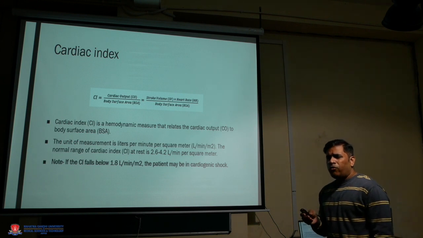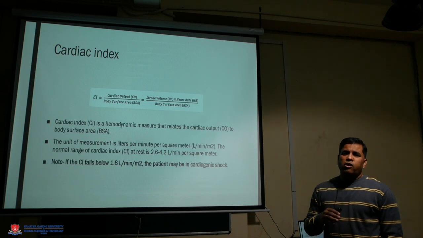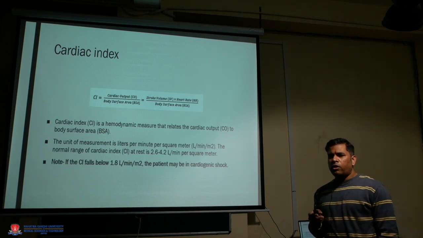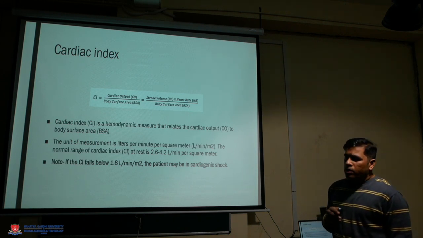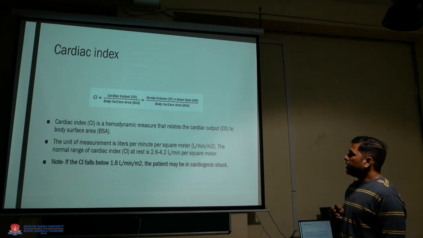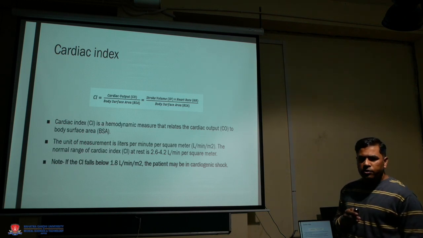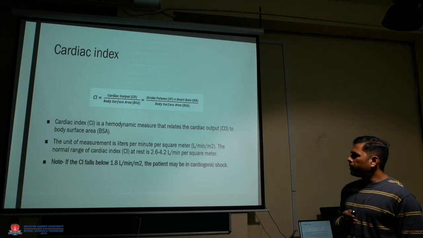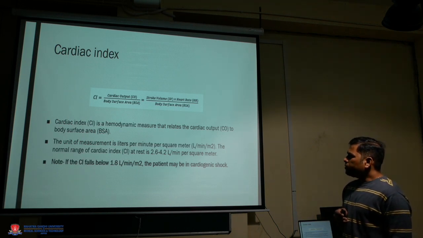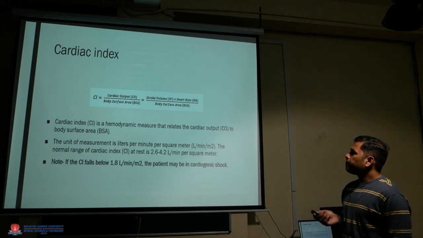Now the cardiac output will be different for a young adult, for an adult, or for a kid. So it is better to talk in terms of body surface area. Cardiac output divided by body surface area is known as the cardiac index. The cardiac index is a hemodynamic measure that relates the cardiac output to the body surface area, and the normal range is 2.6 to 4.2 liters per minute. If it falls below 1.8, the patient is in cardiogenic shock.